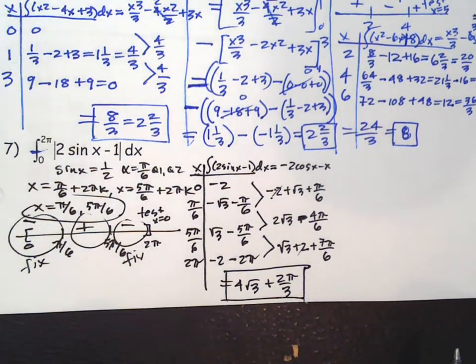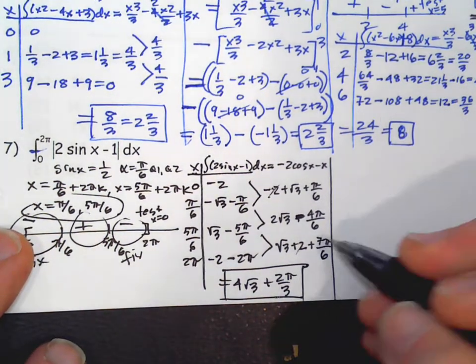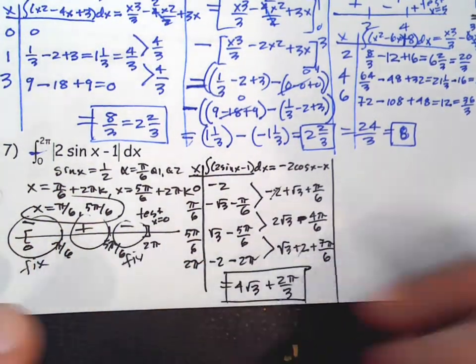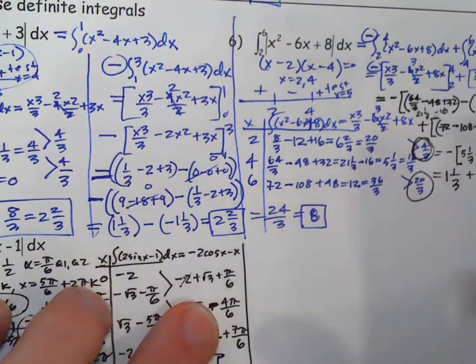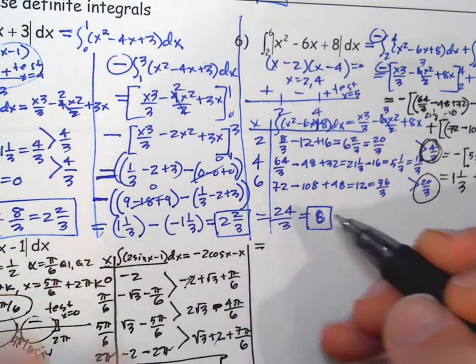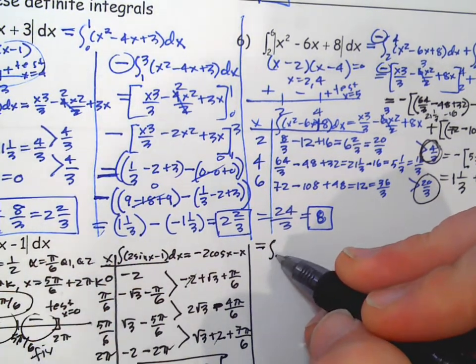So that's the answer. That's the easier way. But at the same time, you got to know what you're doing. You got to use the line check to help you make sure you subtract things in the right order. Alternatively, we would have to rewrite this into three separate integrals. We'd have to do all that work right here.